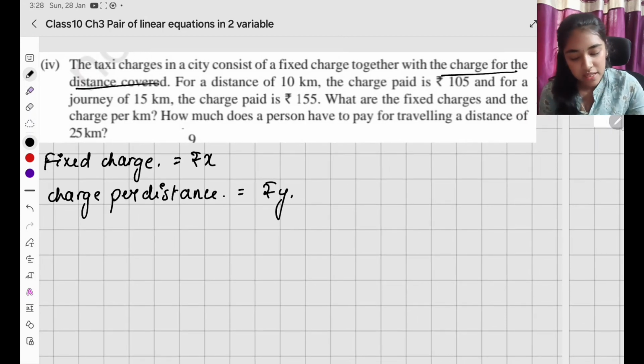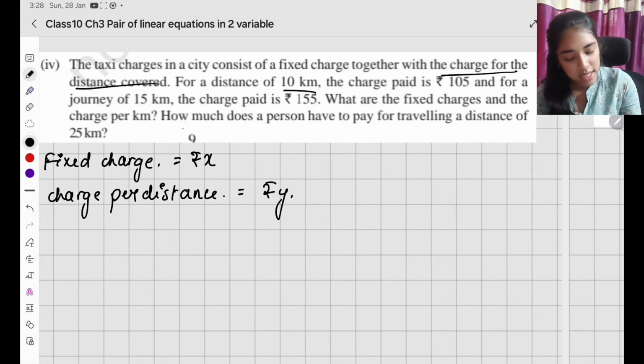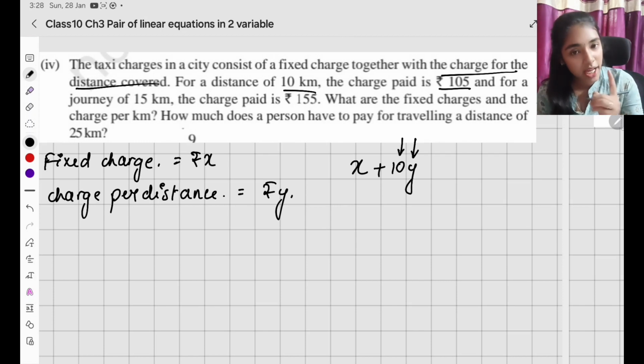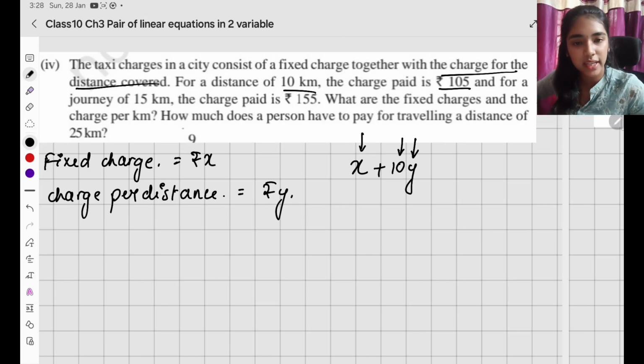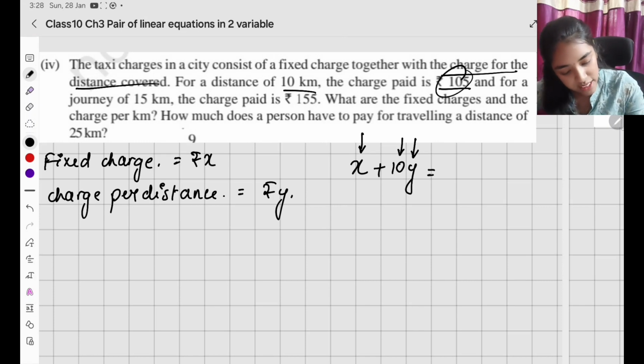Now what does it say? For a distance of 10 kilometers, the charge paid is 105. So first you have some fixed charge, and after that 10 kilometers. So this is going to be 10y, and you have a fixed charge, which the auto driver keeps fixed. So that is going to be x. If you go 10 kilometers, 10 into 10 is going to be 100. 100 plus an extra charge of 40 rupees means you have to pay 140 rupees. So you have x plus 10y equals 105. So this is going to be our first equation.